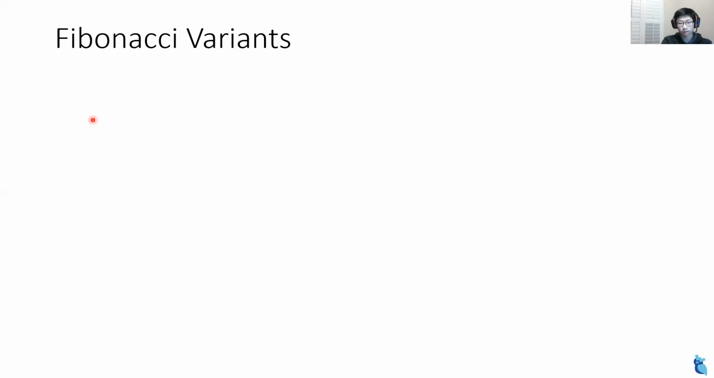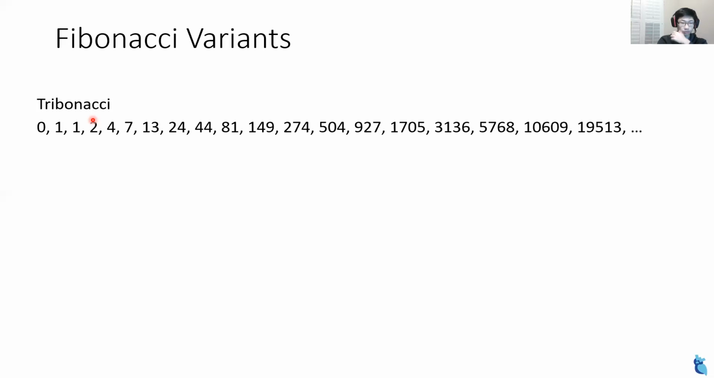So for example, rather than just adding the two previous terms, we can add the previous three, which is where we get Tribonacci sequences. So for example, over here, we start with a 0, 1, and 1, and we create the next term by adding the previous three. So 0 plus 1 plus 1 equals 2. And then this 4 is created by 1 plus 1 plus 2. And this one can extend infinitely as well, and it creates a whole unique sequence.